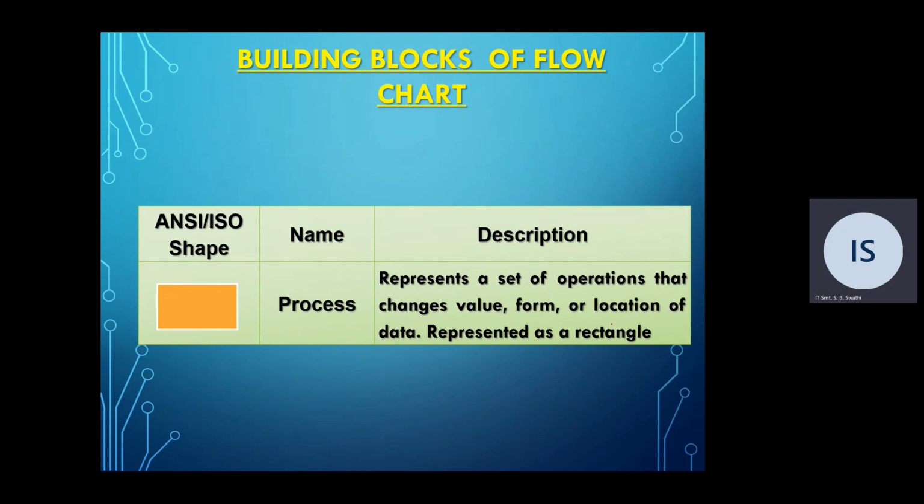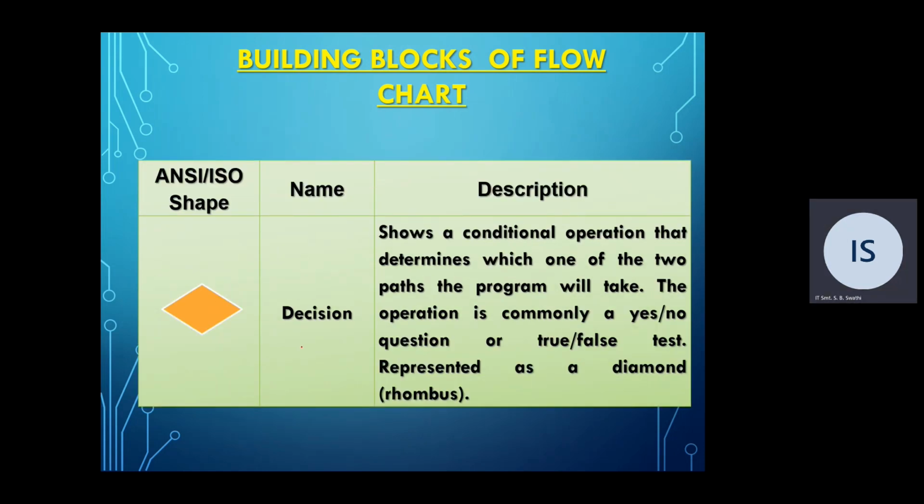And process. They represent some set of operations, any execution of conditions or expressions, which can be done in this particular process figure. And then decision. Here we try to give some condition: is the age of the person greater than 18 or not, whether he is eligible to vote or not. All those conditions can be given with the help of this rhombus symbol or decision box.